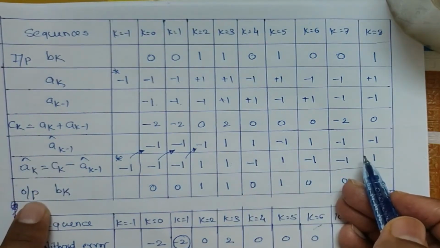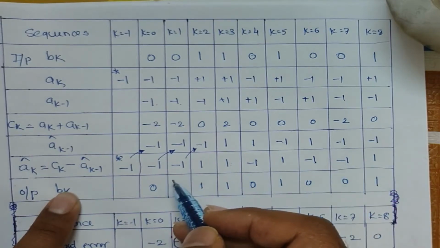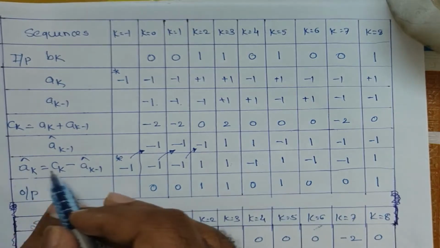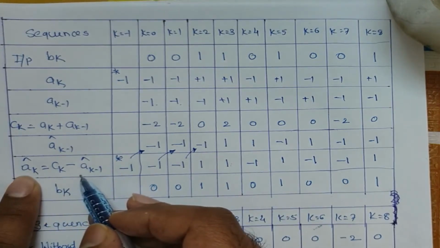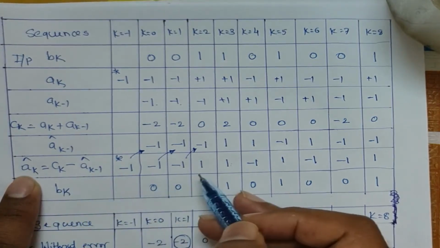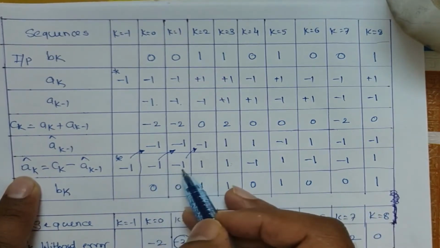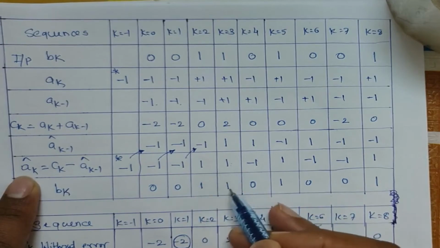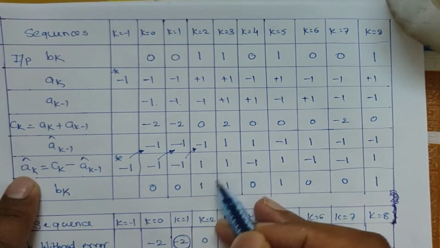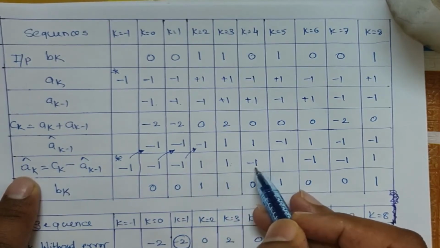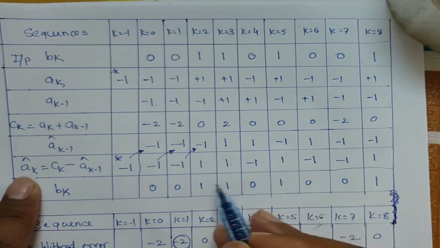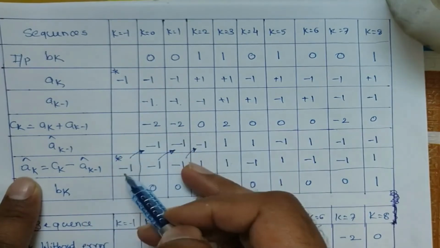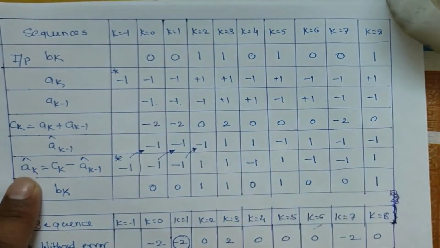Now the final value is b_k. This is the output of the decision device. If the a_k cap value is less than 0, it will be 0, and if it is greater than 0, it will be 1. So minus means less than 0, so it is 0, and a positive value is 1. So we get 1, 1, and for -1 we get 0. If you see this output and the input, it is the same thing. Even though we are using -1 or +1, we are getting the same value.